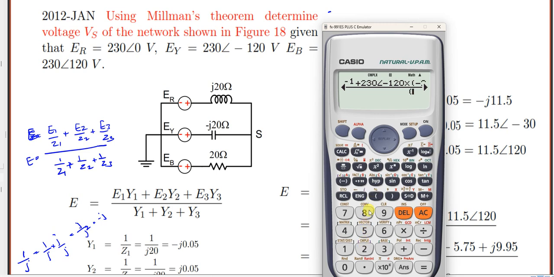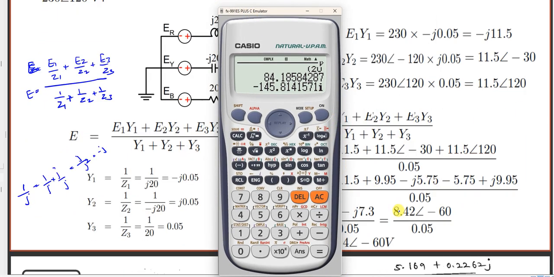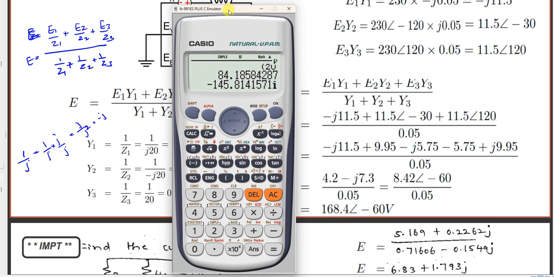So you use bracket, 20j inverse, plus minus 20j inverse, plus 20 inverse. j is not there now, so I can directly write without bracket. You're going to get 84.18 minus 145j, 84.18.